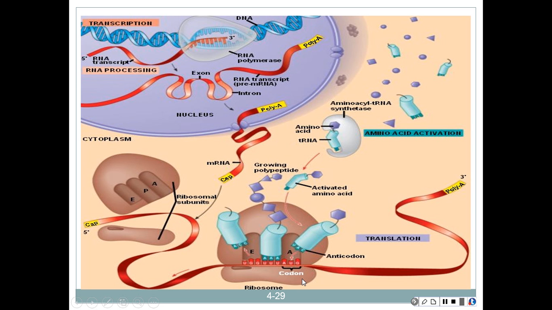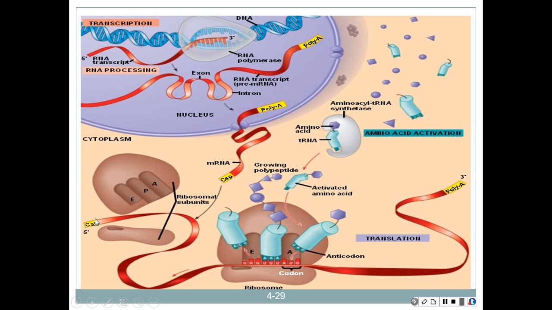Now translation is going to occur in three particular steps. The first step is called initiation. Initiation starts when the mRNA passes through this nuclear pore. The small subunit binds to a leader sequence near the cap. The subunit slides along the mRNA until it reaches the start codon AUG, which you see here.